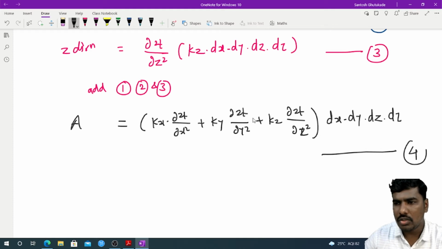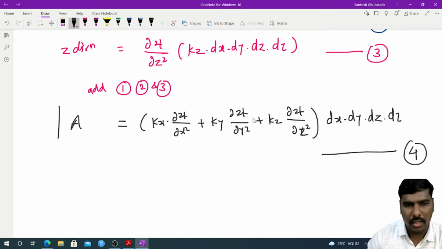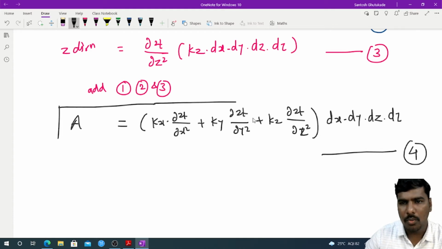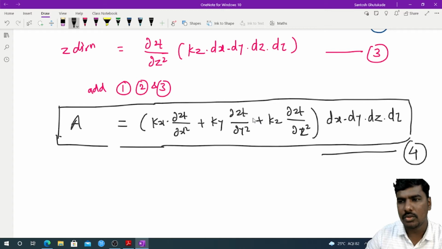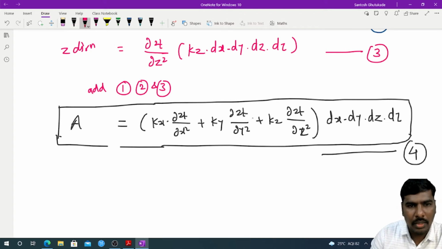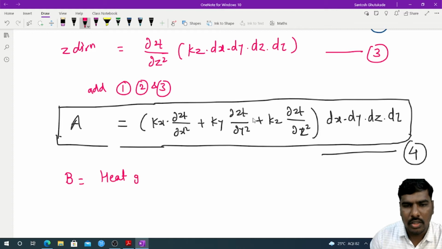So I will give equation number 4 for this part. So this is part A. Now we will solve part number B and then part number C, and then again we will equate these equations. So equation number 4, that we have solved, is part number A. Now what is part number B? Part B is the heat generated in the element in the unit volume. So heat generated in the element.